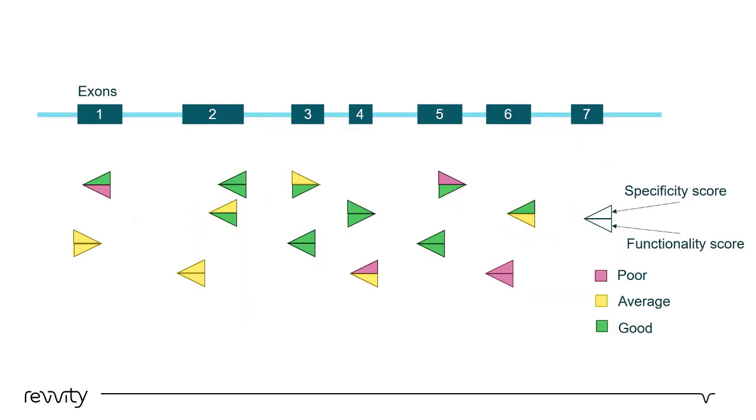By combining the specificity and functionality scores, the algorithm selects the highest ranking guides, and these are available as pre-designed Dharmacon Edit-R guides for your gene of interest.